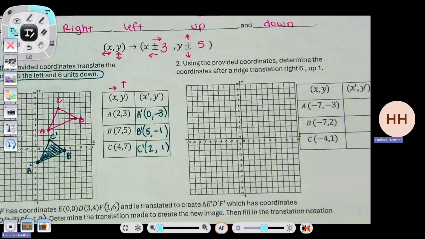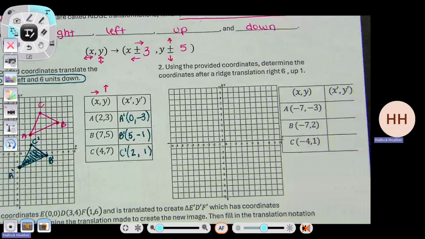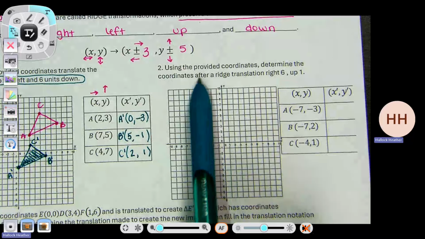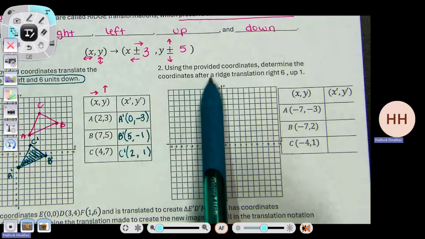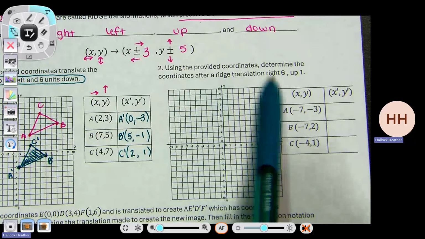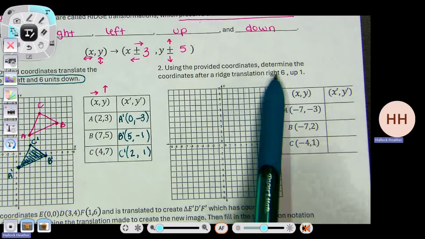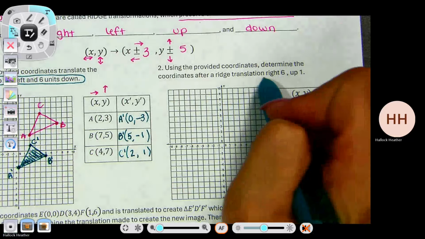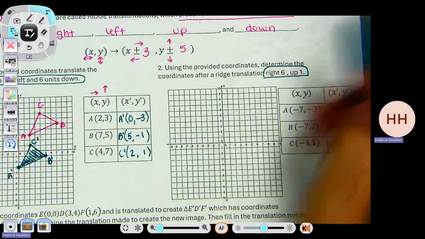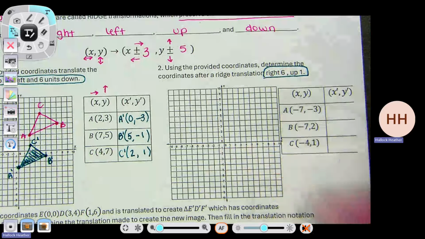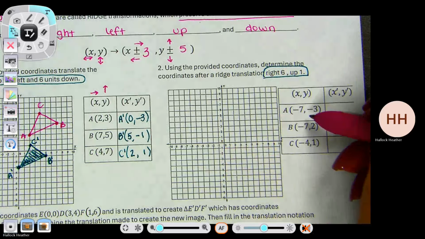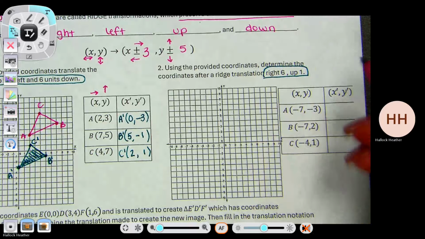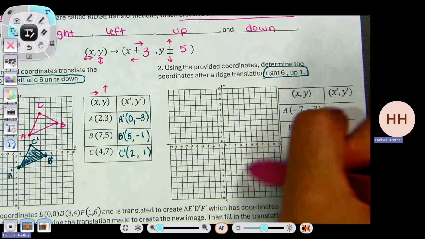So let's do number 2. Number 2 says using the provided coordinates, determine the coordinates after a rigid translation, which is just translation. Don't let the words confuse you. Right 6, up 1. First thing I'm going to do is plot my original points, and then I'm going to move it. So X is side to side, Y is up or down.